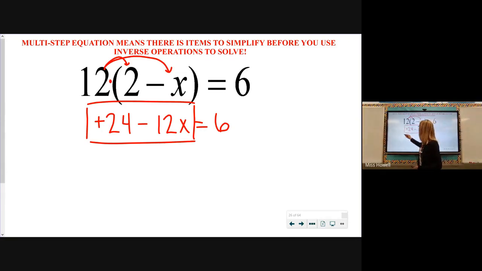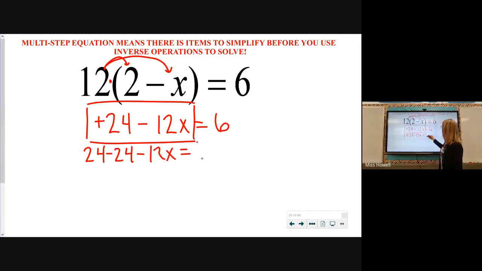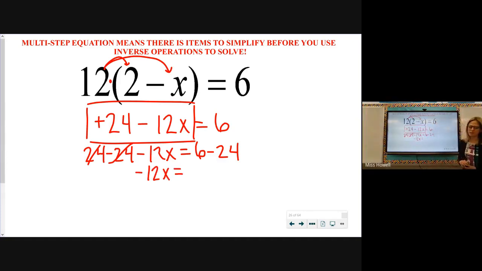So we're going to start with subtracting 24 from both sides. Cancel our 24. The most common mistake here, again, remember, will be to add 24 instead of subtracting 24. If I have a plus here, those 24s will not eliminate and we'll end up with a 48 instead of a 0 there, which is what we need. Now I have negative 12x equals 6 minus 24, which would give us a negative 18.